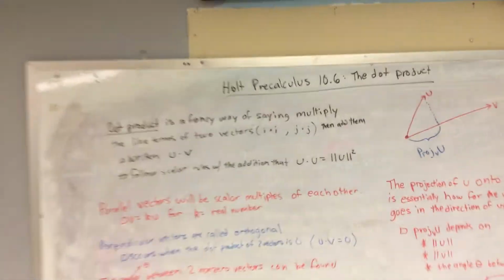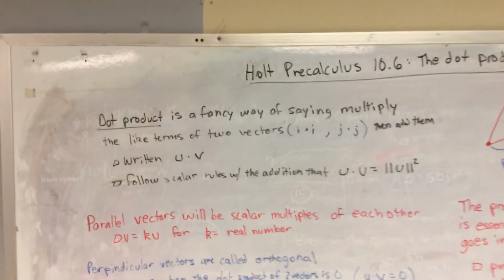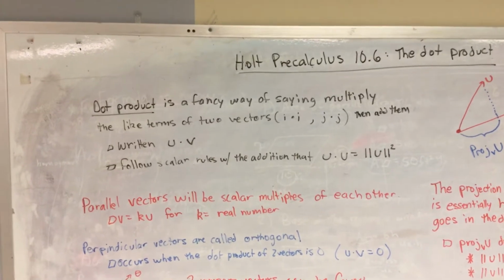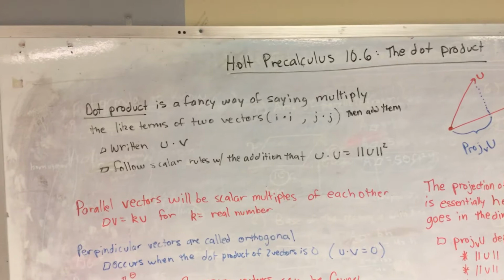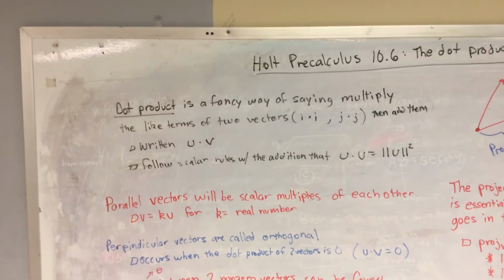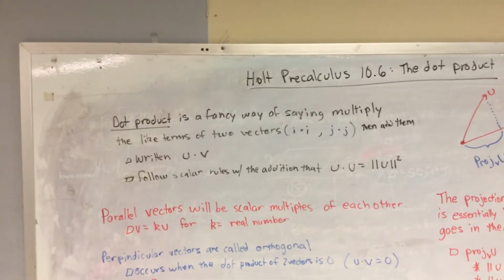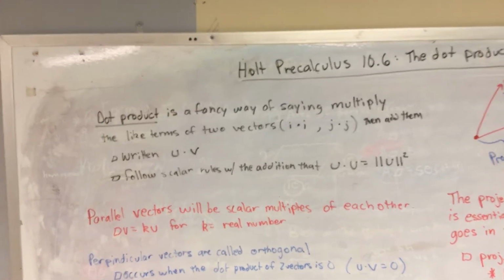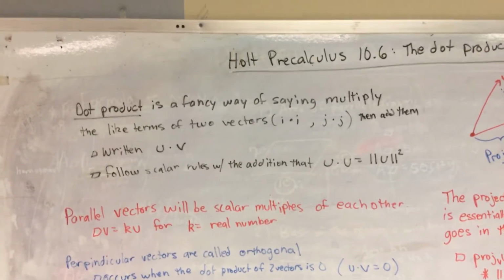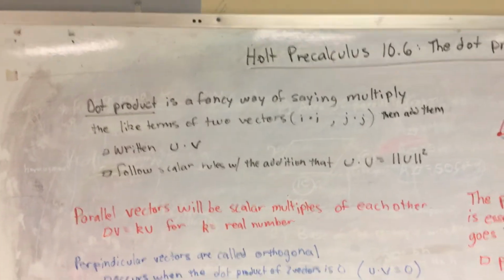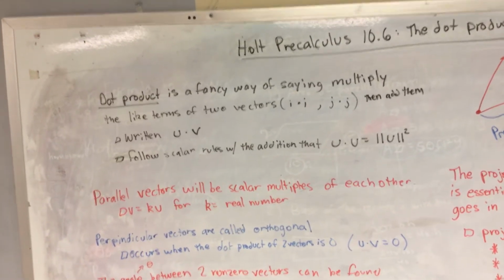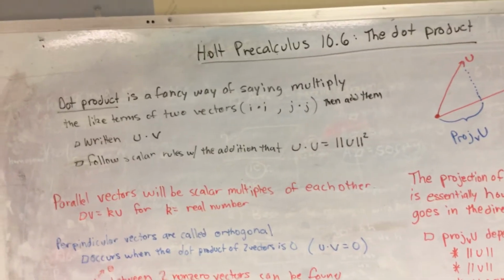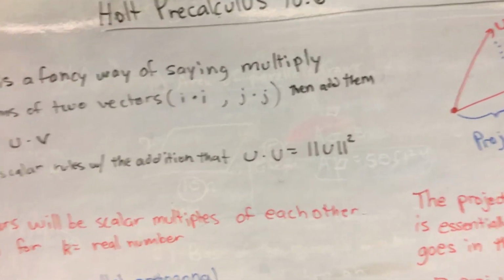Anyway, the dot product is a fancy way of saying we're going to multiply the like terms of two vectors, like i times i and j times j, and then add them together. It's written u dot v. It's slightly different than multiplication in that only like terms are multiplied together and then we add them at the end. These dot products generally follow the scalar rules of vectors, with the addition that u dot u is equal to the magnitude of u squared.